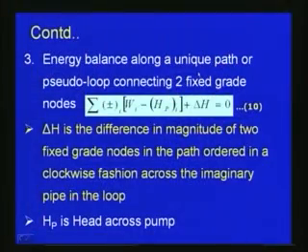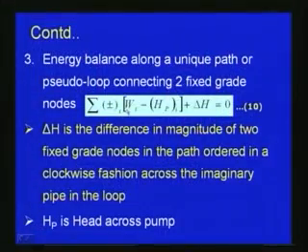For the energy balance along a unique path, we have seen that there is a possibility of a pseudo loop with respect to the fixed grade nodes, such as reservoirs, as in the last example. For a pseudo loop connecting two fixed grade nodes, we can write sigma plus or minus Wi minus Hpi plus delta H is equal to 0, where Hp is the head across the pump and delta H is the difference in magnitude of the two fixed grade nodes in the path, ordered in a clockwise fashion across the imaginary pipe in the loop. We have also seen these details in the last lecture.